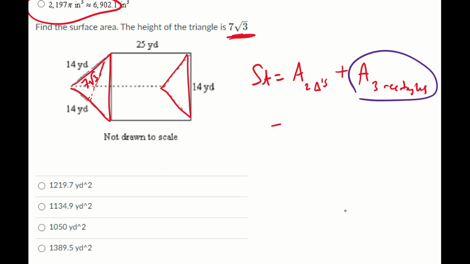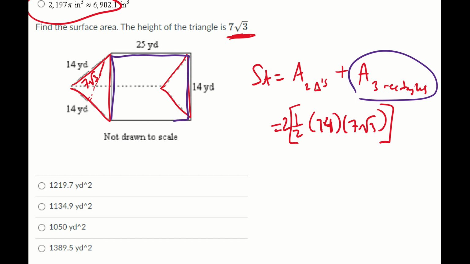Okay, so the area of a triangle is 1/2 base times height. So we got 14 times 7 square root of 3. And that takes care of the two triangles. Now that's only one triangle, so let's double it to get two triangles. So that's my two triangles, 1 and 2. Now for this rectangle here, for this particular rectangle, it's a 14 by 15. So we're going to do plus 14 times 25. I said 15, so 14 times 25. And there's two of them, right? So the one on the left and one in the front, one in the back. So there's two of them, so I'm going to put a 2 there.